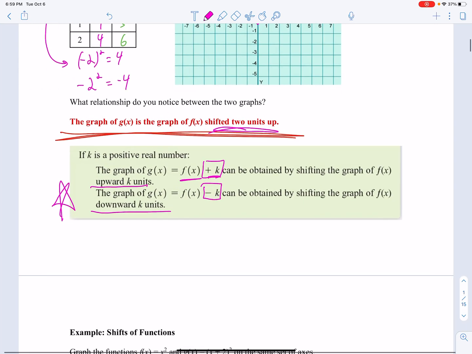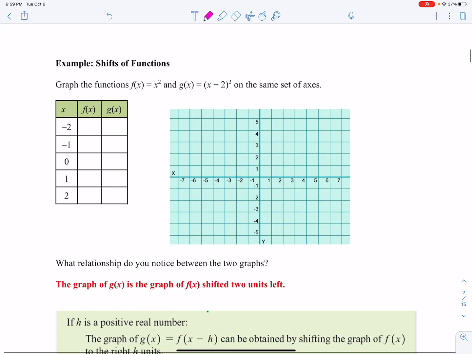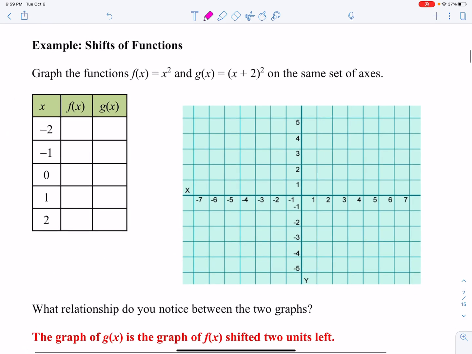Okay, so let's try this again, but we're going to make it a little bit different here. All right, so we're starting with f of x equals x squared again. So we already know those numbers, right? So we can plug those in. Again, we're just squaring each of these individual x values. So we get 4, 1, 0, 1, 4.